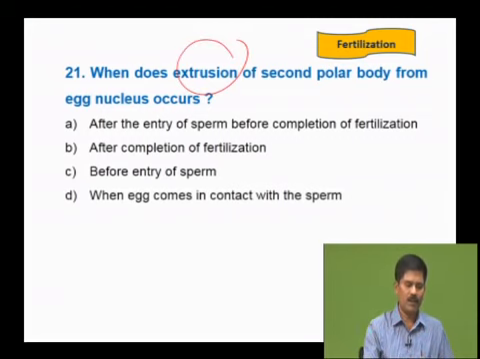So therefore the correct option is A, after the entry of sperm before completion of fertilization.